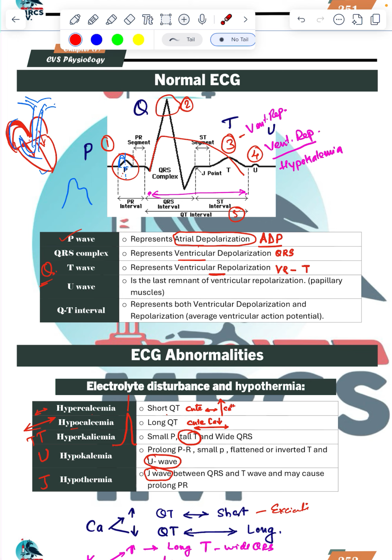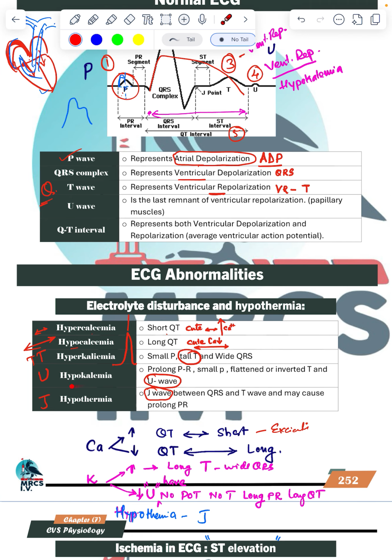The T wave will flatten or be inverted, and there will be small P waves. This will be smaller P waves because of contractility. Again potassium is less, and you will get a U wave here. This U wave will be bigger in size as ventricular repolarization of the papillary muscle. This U wave is because of papillary muscle repolarization. So it is increasing. J wave is a typical feature of hypothermia.